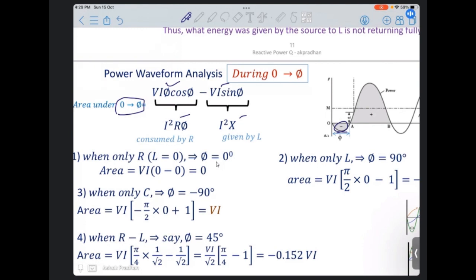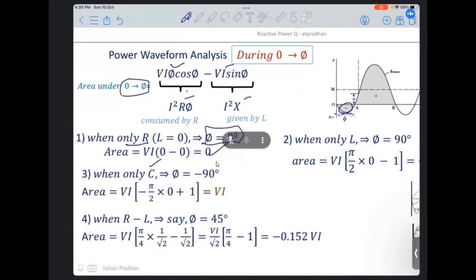So when the circuit is only resistive, phi equals 0, and we would like to validate this equation. At that time the area under Vi, this phi 0, there is no negative part in the case of resistive circuits, only the positive half, so this becomes 0. That's true. That comes from here also. You see phi is 0 and sin phi is 0, and 0 minus 0 becomes 0.